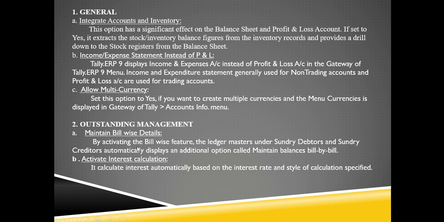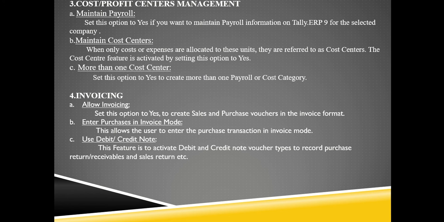So by activating these features, it will maintain bill wise details. For example, the ledger accounts for sundry debtors, sundry creditors, etc. will automatically be displayed. The next is activate interest calculation. It calculates interest automatically based on the interest rate and style of calculation specified. So which interest rate you want to calculate.